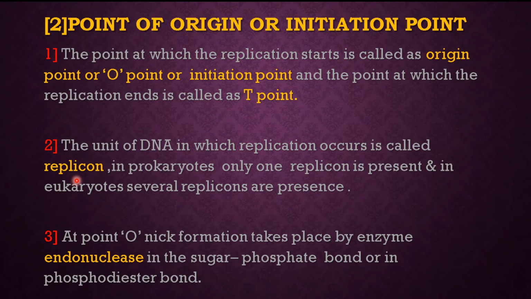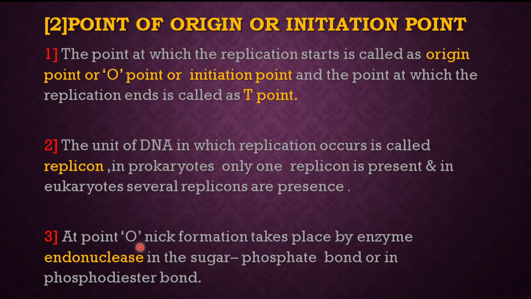What is a replicon? The particular segment or unit of DNA which is responsible for replication of DNA is called a replicon. In prokaryotes there is only one replicon, and in eukaryotes there are many replicons. This will be our second point. Next, at point O, what happens as soon as the replication starts?